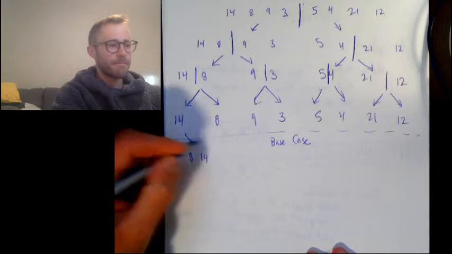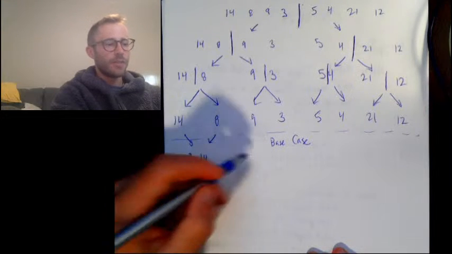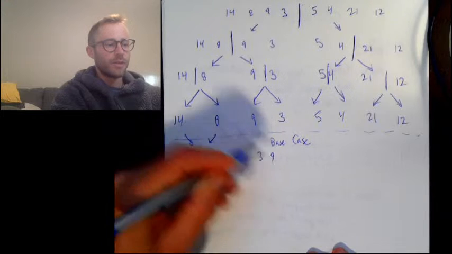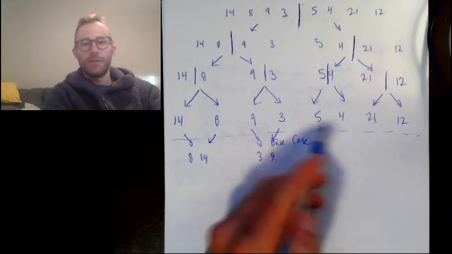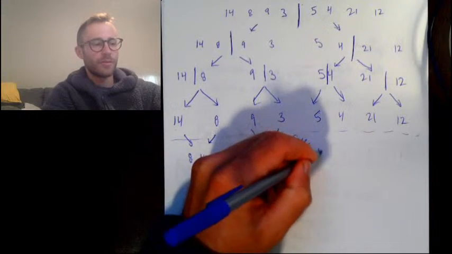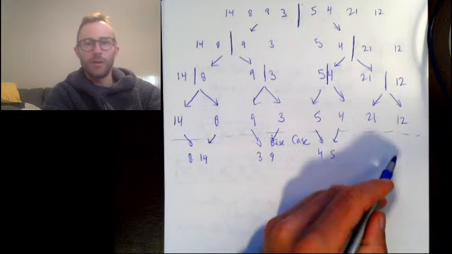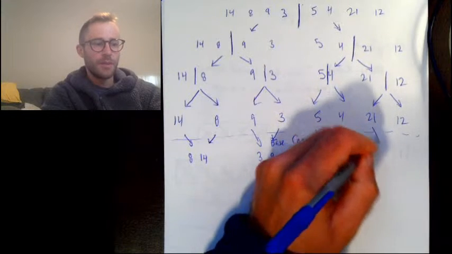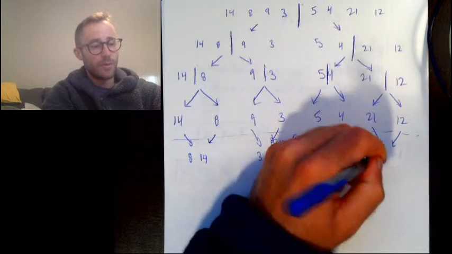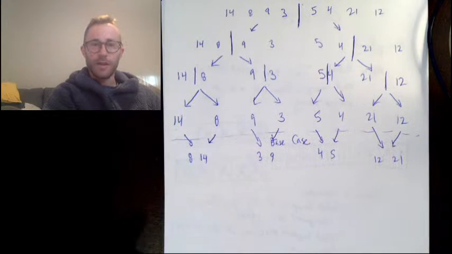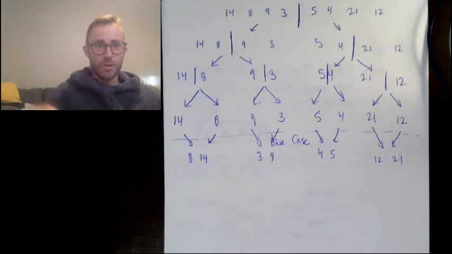Okay. 9 and 3, I compare them. They become 3 and 9. 5 and 4, I compare them. It becomes 4 and 5. 21 and 12, I compare them. It becomes 12 and 21. Okay? So once you get to that base case, then you start to merge it all together.